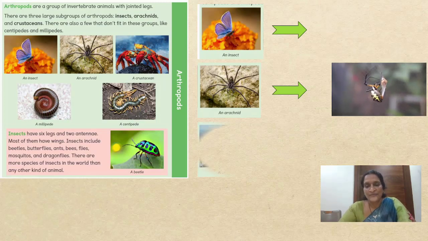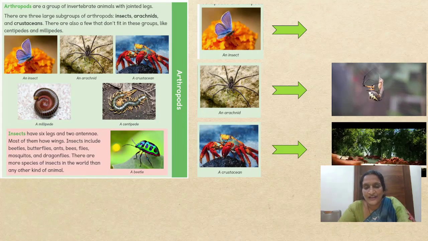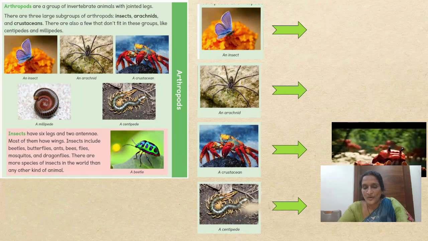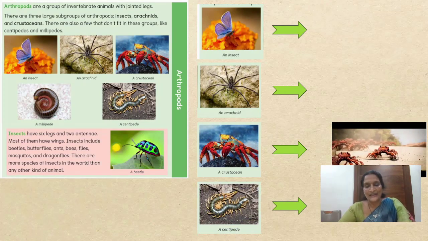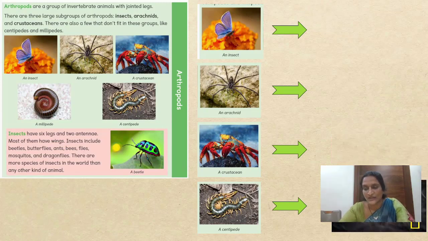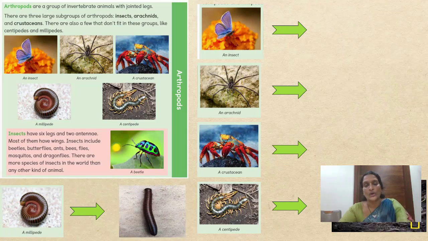Okay, children? And the next group is crustacean. Crab, lobster, prawn, all belong to crustaceans. And there are some others called centipedes. Have you seen them? Take a look. Centipede. Have you seen a millipede? They also belong to arthropods.